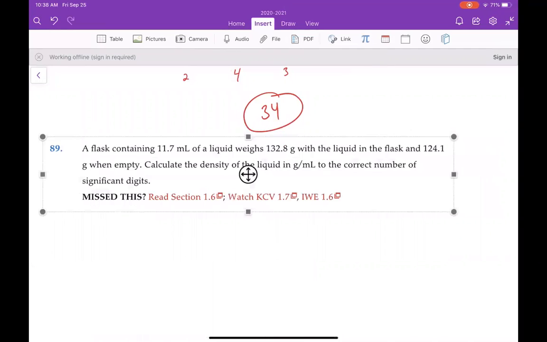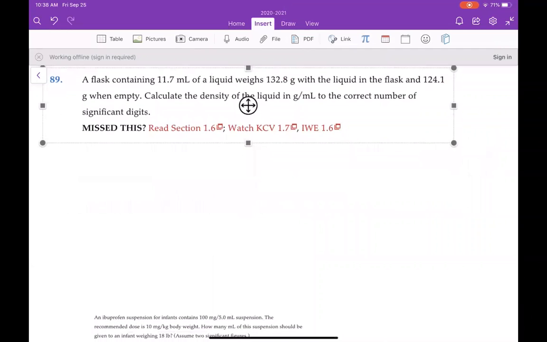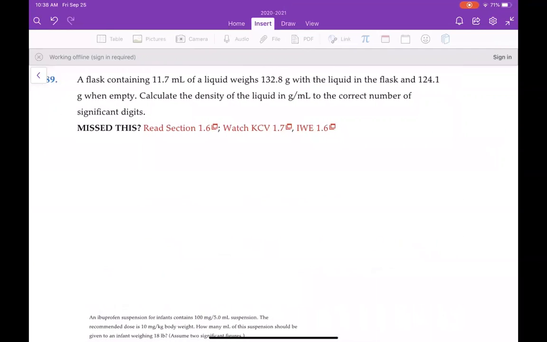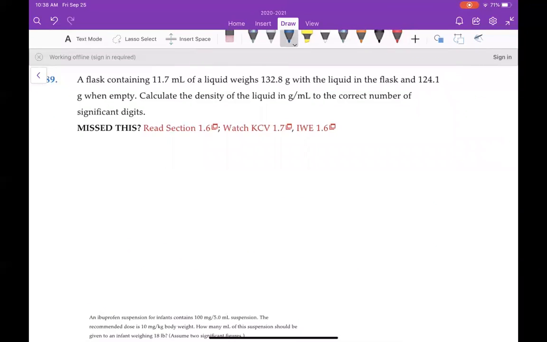This one was actually one of the ones you had for homework. So we're going to do this one, and we're going to go through it carefully. A flask containing 11.7 milliliters of a liquid weighs 132.8 grams with the liquid in the flask and 124.1 grams when it's empty. So how are we going to calculate the density of this liquid to the correct number of sig figs? Remembering a couple of things: density is mass over volume, right?